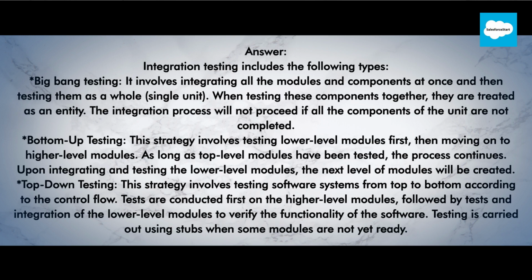Bottom-up testing. This strategy involves testing lower-level modules first, then moving on to higher-level modules. As long as top-level modules have not been tested, the process continues. Upon integrating and testing the lower-level modules, the next level of modules will be created. Top-down testing. This strategy involves testing software systems from top to bottom according to the control flow. Tests are conducted first on the higher-level modules, followed by tests and integration of the lower-level modules to verify the functionality of the software. Testing is carried out using stubs when some modules are not yet ready.